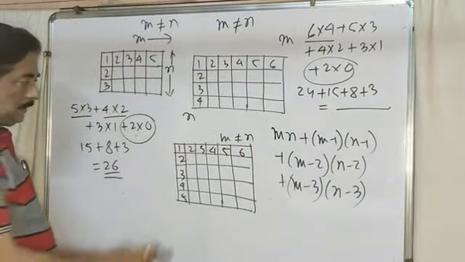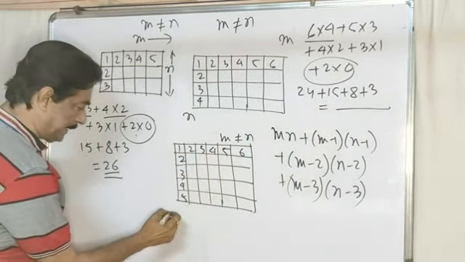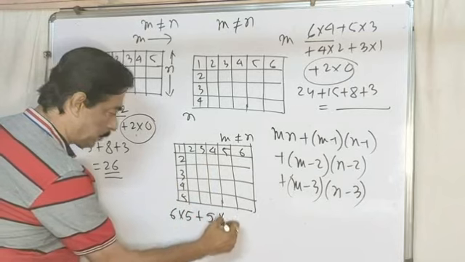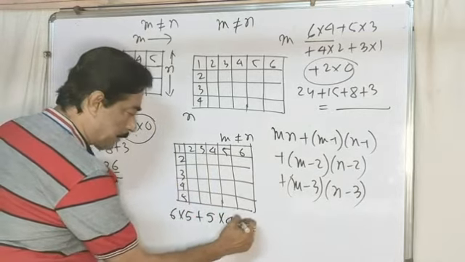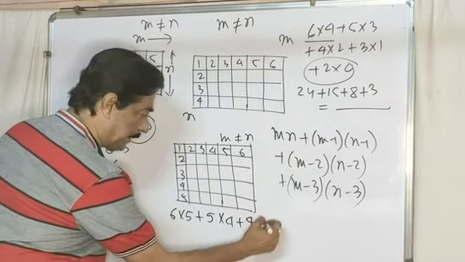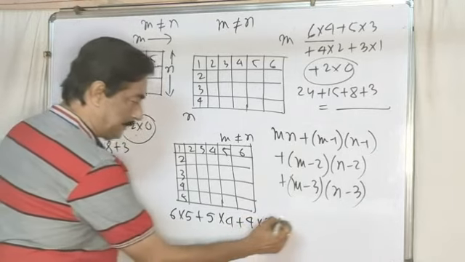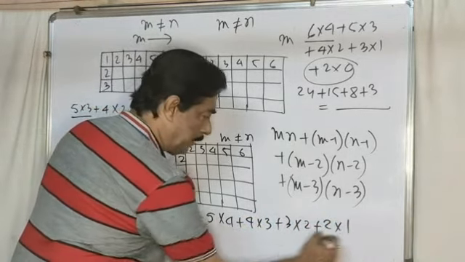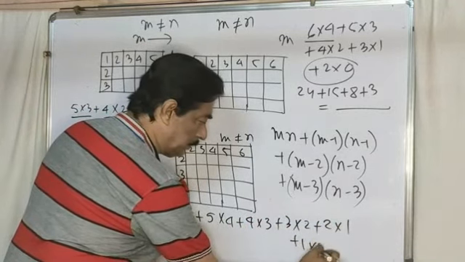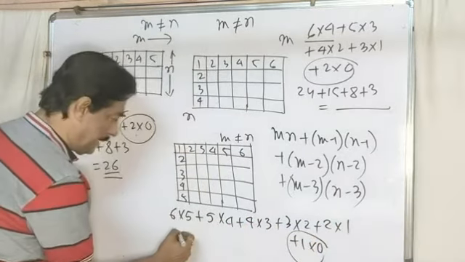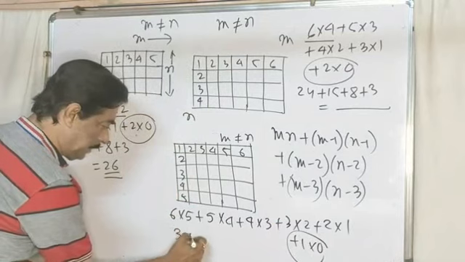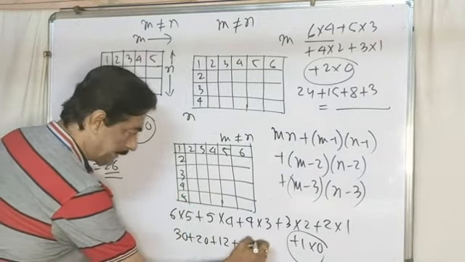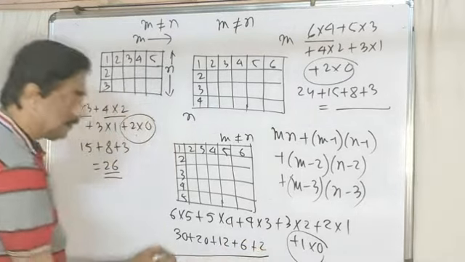Third case, M not equal to N. So 6 into 5 first. 6 minus 1 is 5, 5 into 4 second. 5 minus 1 is 4, 4 into 3 third. 4 minus 1 is 3, 3 into 2. Then 3 minus 1 is 2 into 1. We cannot consider this 1 into 0. So we add 30 plus 20 plus 12 plus 6 plus 2, that is your answer.